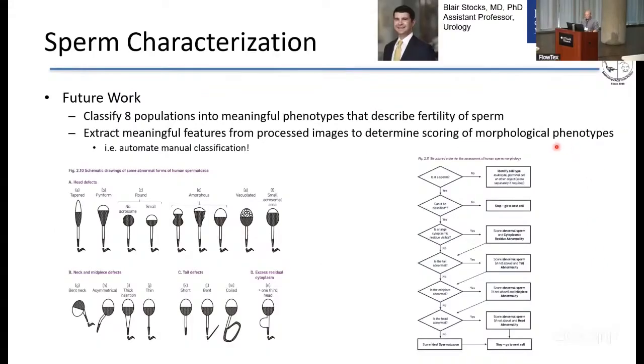Obviously, further work needs to be done. We need to figure out, okay, what are these populations? Are they meaningful? Kind of along the lines of this figure here, which shows all the morphological abnormalities that can happen. And obviously, we need to automate the process. We've automated some of the process in being able to accurately identify sperm, but then we need to be able to put them into different buckets. Is it phenotype A, phenotype B, phenotype C, et cetera?